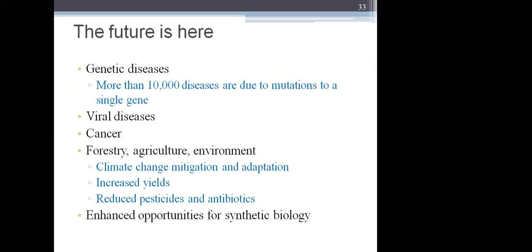So what is the future? In future, these techniques can be used to cure genetic diseases and viral diseases. We are in a phase of corona, and we know how important it is to get rid of such diseases. It can be used to cure cancer. It is already being used in plants, and we can use it in climate change mitigation and adaptation, to increase the yield, to reduce pesticides and antibiotics, and to enhance the opportunity for synthetic biology.